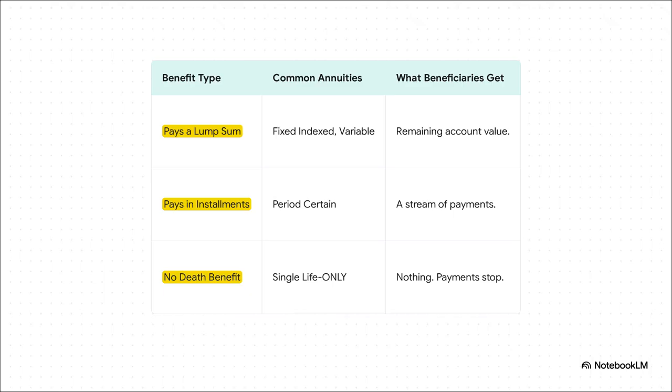But that one at the bottom, that's the one you have to watch out for. Single life only means exactly what it says. Income for your life, and that's it. When you die, poof, the payments stop, and the insurance company keeps the rest of the money. Your beneficiary gets zero. Ouch.